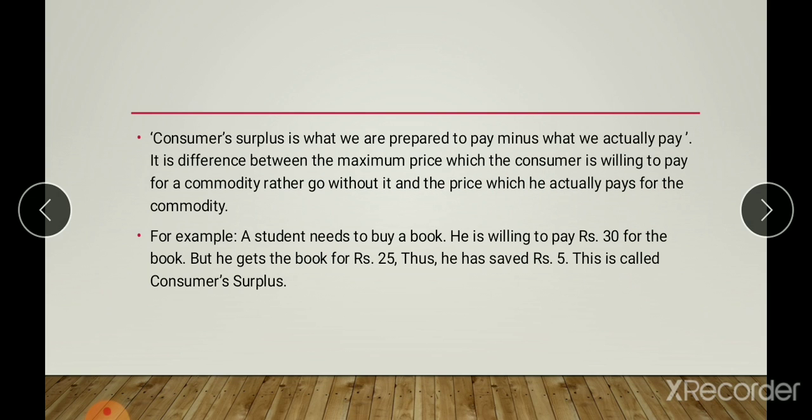Let us understand this in a simpler way with the help of an example. A student needs a book. So a student buys a book. He is willing to pay rupees 30 for the book, but he gets the book for rupees 25. He has saved 5 rupees, so it is called consumer surplus. That means the student wants to buy a book and is willing to pay 30 rupees to the shopkeeper. The shopkeeper gives him the book for rupees 25. So he has saved 5 rupees. So this is called consumer surplus.